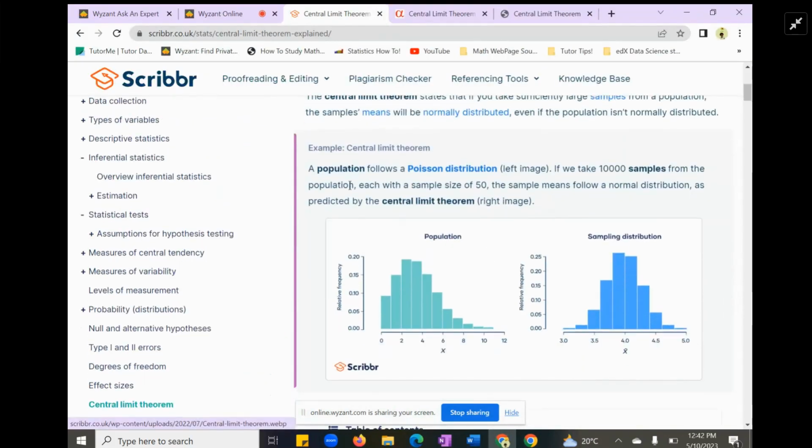Here's a quick example dealing with the central limit theorem. We have a population which follows a Poisson distribution. Notice that the population is skewed, specifically to the right. But if we take 10,000 samples from this population, each with a sample size of 50, so each individual sample has 50 items, 50 subjects in it, it's large enough. The sample means follow approximately a normal distribution, and thus we apply the central limit theorem.